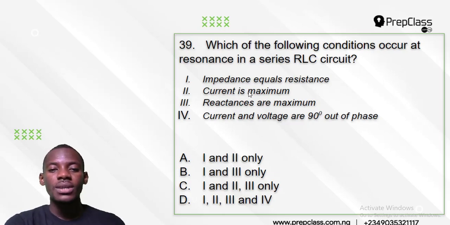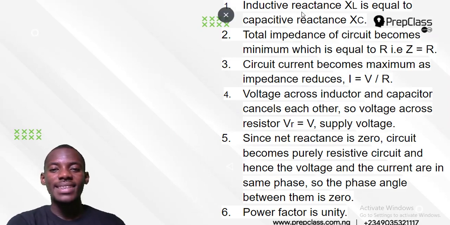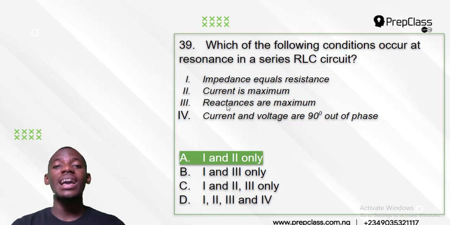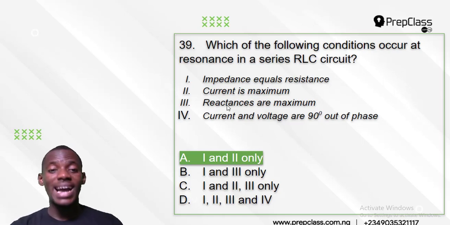Then the next one is reactance is maximum. Is that true? Let's see. Voltage across the inductor and capacitor cancel each other out, so voltage across the resistor equals the supply voltage. Since net reactance is 0, the one that says reactance is maximum is wrong. Net reactance should be 0. So the only correct answers are 1 and 2, and that makes option A the correct answer. Current is maximum at resonance, and impedance equals resistance. Also current and voltage are in phase, not out of phase, like we have seen before, and that is the answer for number 39.